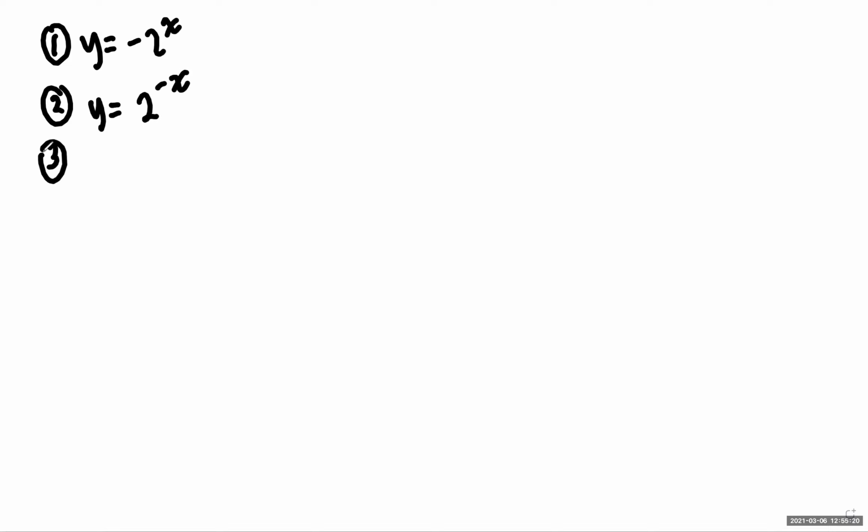So right now we'll do the 3 toughest questions that a lot of students cannot do. Okay, the first toughest question is that y is equal to -2 to the power of x. The next toughest question is y is equal to 2 to the power of -x. And the third question is 1, 2, and 3. Y is equal to 2x.